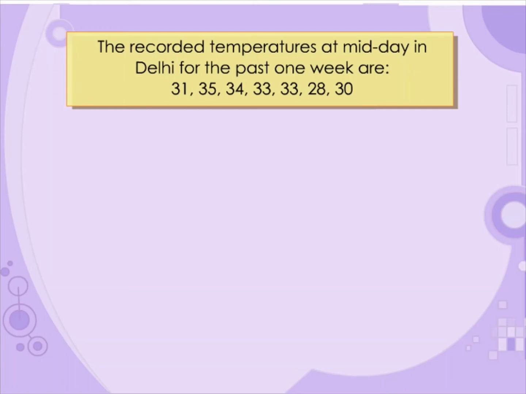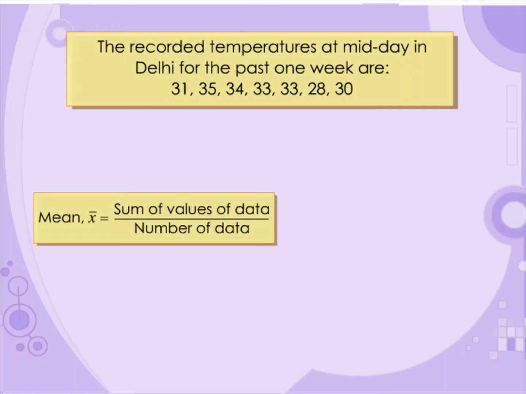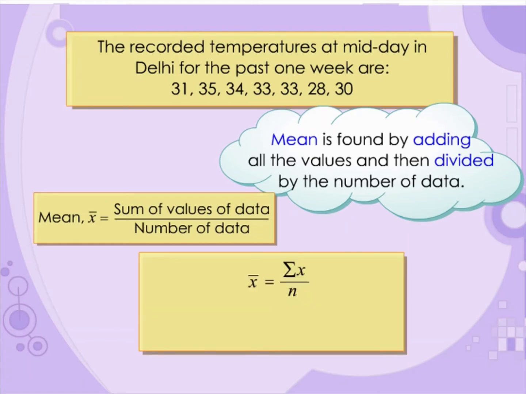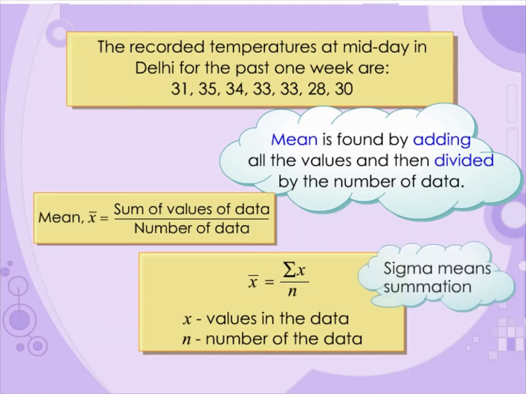The first measure is the mean. Mean is defined as the sum of all the values in the data divided by the number of data. Mean is found by adding all the values and then dividing by the number of data. It is denoted by the formula x bar is equal to sigma of x over n, where sigma denotes the summation of all the values of data x.